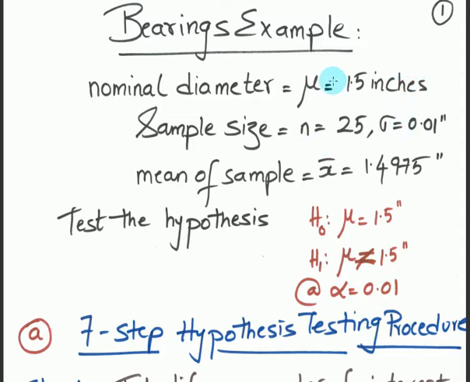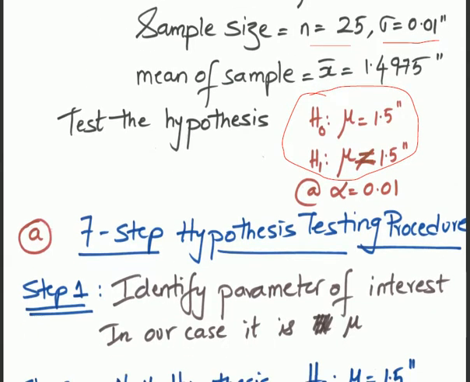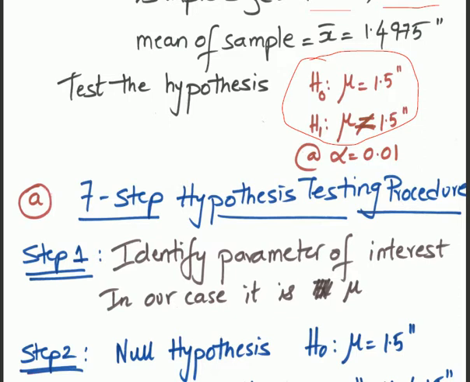Sample size n is 25, and sigma is 0.01 inches. All this data is provided to you. The mean of the sample x bar is 1.4975, and we want to test this hypothesis of H naught versus H1 being a two-sided hypothesis. So referring to your 7-step procedure, first, what is the parameter of interest? So that's the first step you want to identify, right? So here clearly the parameter of interest is mu.